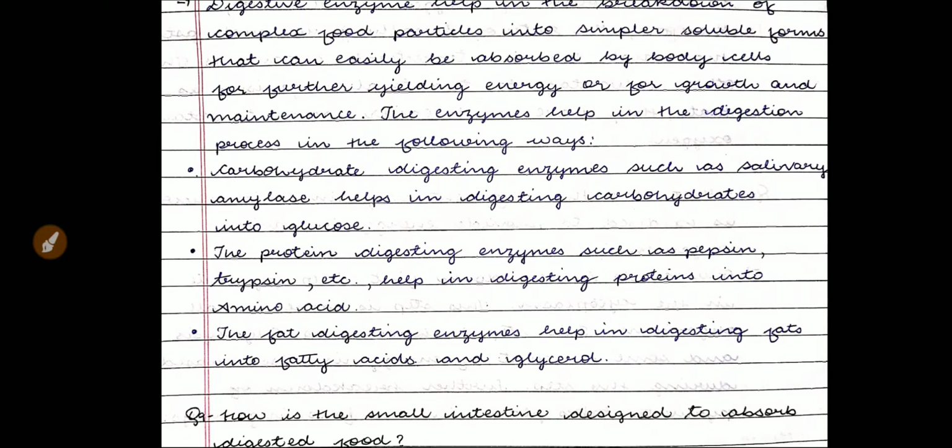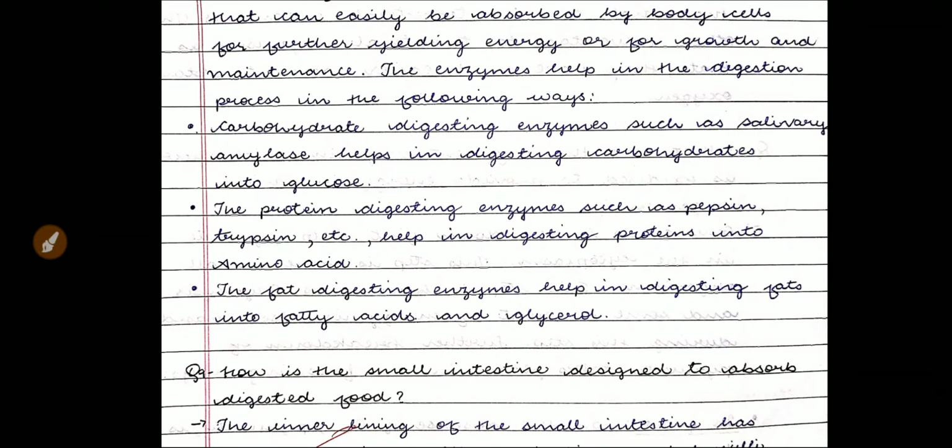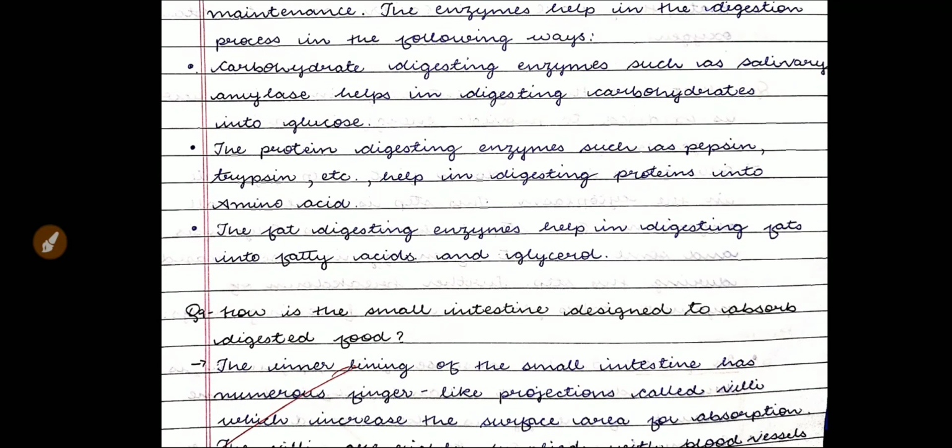Carbohydrate digesting enzymes, ये फर्स्ट पॉइंट है स्टूडेंट, इसका सब पॉइंट। Carbohydrate digesting enzymes such as salivary amylase help in digesting carbohydrates into glucose. The protein digesting enzymes such as pepsin, trypsin, etc. help in digesting proteins into amino acids. The fat digesting enzyme helps in digesting fats into fatty acids and glycerol.